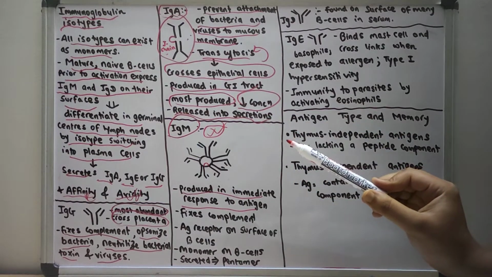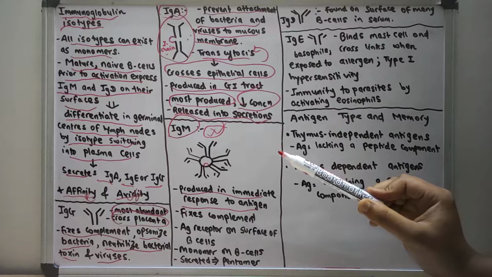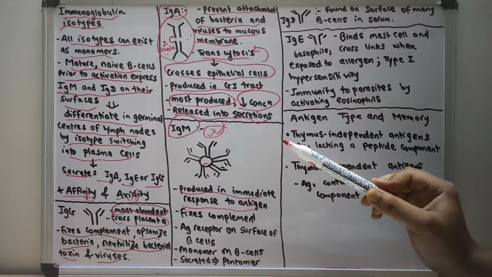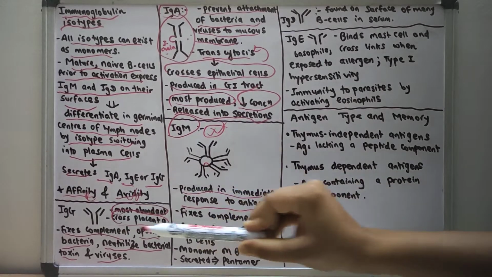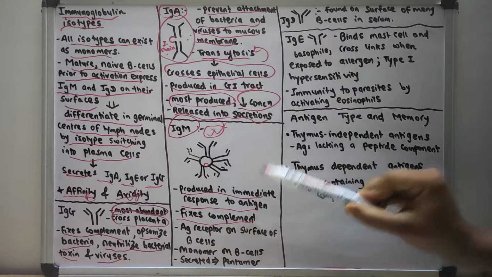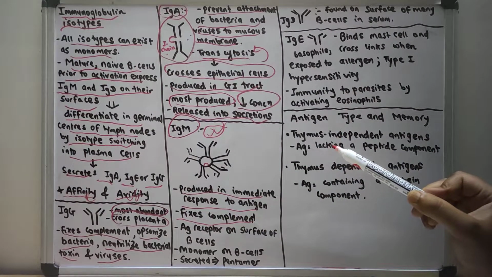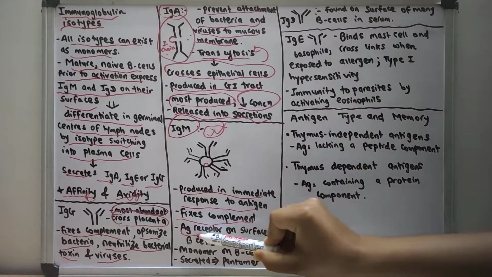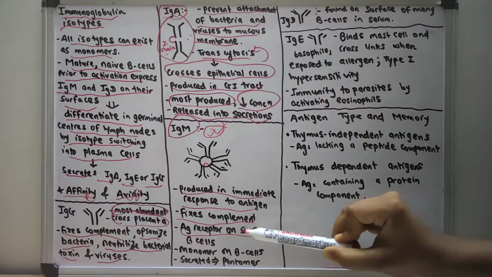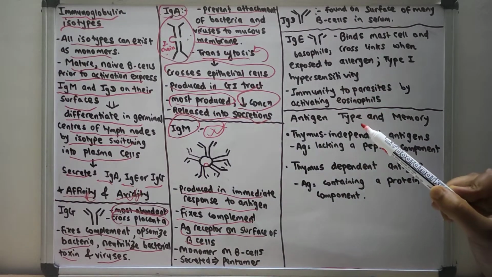So immunoglobulin M is the first immunoglobulin produced. That means the primary response to an antigen is done by immunoglobulin M. Like immunoglobulin G, it also fixes the complement. And it is the antigen receptor on the surface of the B cell. So the antigen receptor of this immunoglobulin M is present on the surface of the B cells.